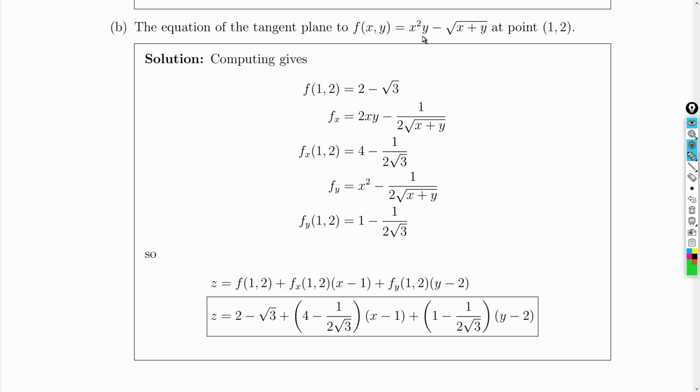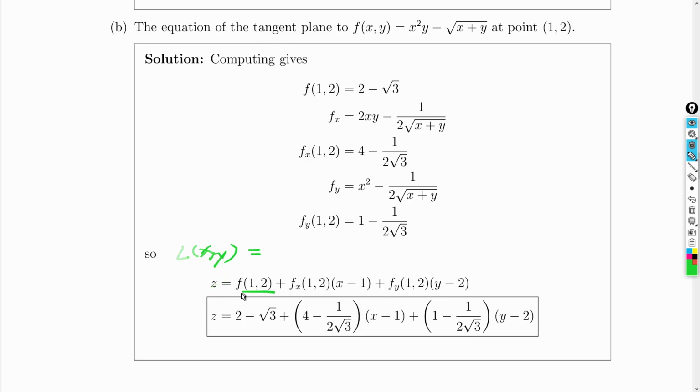And then the derivative with respect to y is going to be x squared minus the same radical expression. So you get the same 1 over 2 root x plus y. Right, for the partials. Okay, plugging in, straightforward here, and then you plug into the formula for the tangent plane. We're using z on this side because it's asking for the tangent plane. If it asks for the linear approximation, I would express it as L of x, y equal to the same expression on the right-hand side.